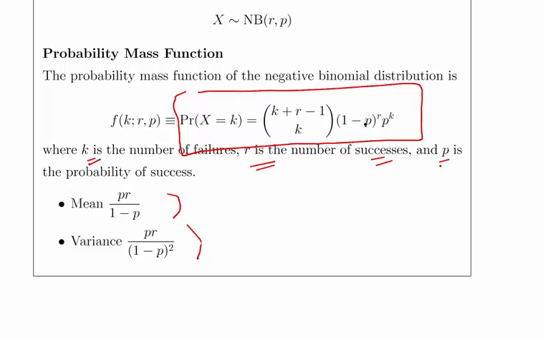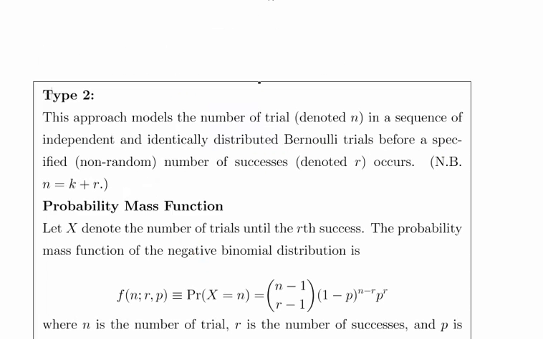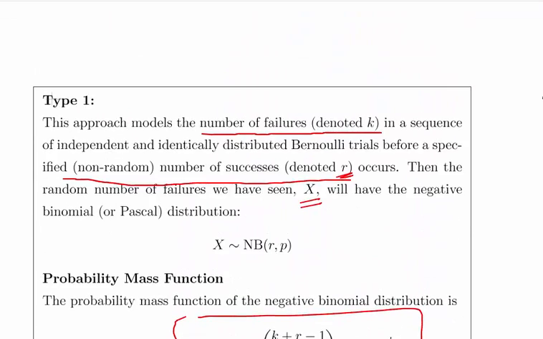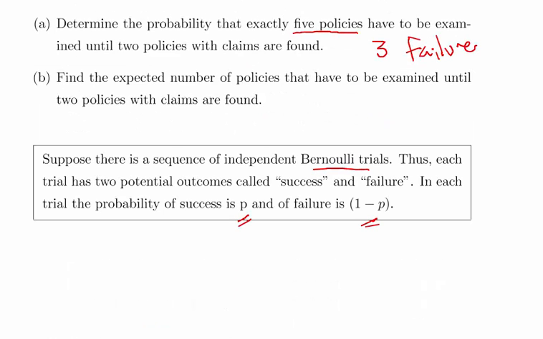So it's not dissimilar from the binomial distribution. It has the same sort of structure but with slightly different coefficients. Now we'll go on to type 2. This approach models the number of trials, denoted N, in a sequence of identically distributed trials before a specified non-random number of successes, denoted R, occurs. Okay, this sounds more like it. We're explicitly told N is equal to 5. That's what we're told in the question. That's the number of trials that have to be examined.